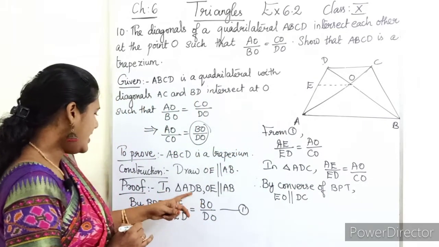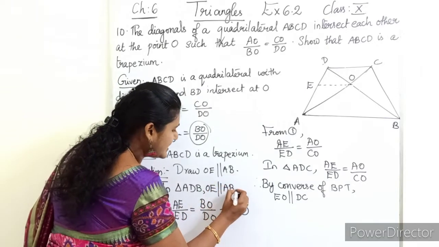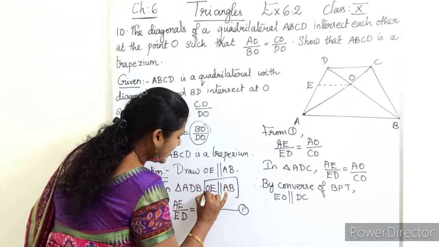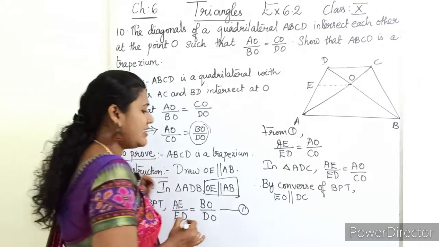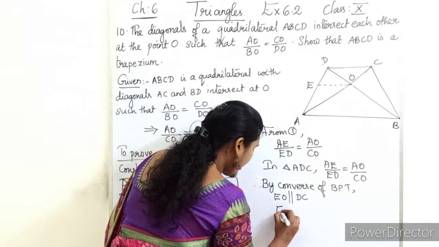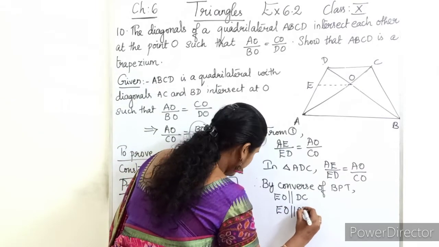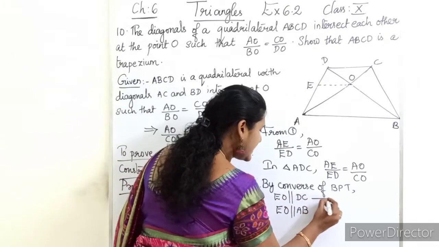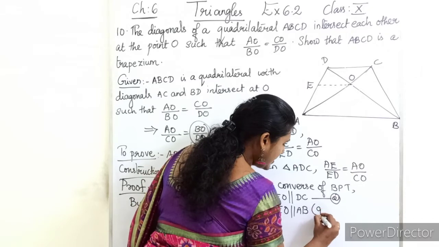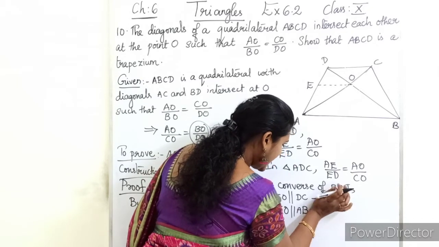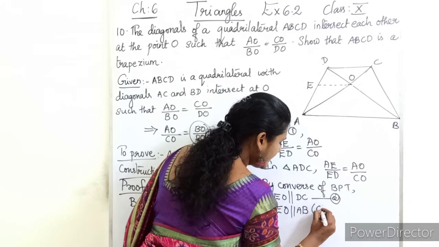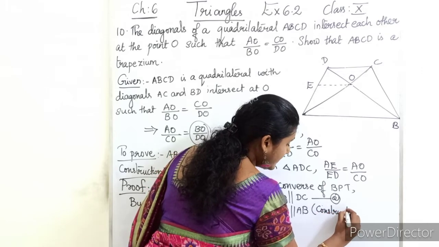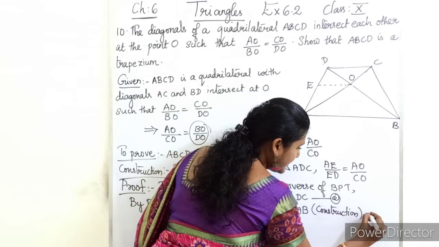We have EO is parallel to AB, so this condition we have as per our construction. We have EO is parallel to AB, and now we got EO is parallel to DC. We will name this as equation number 2 and this as equation number 3. This is as per our construction. This we will name as equation number 3.